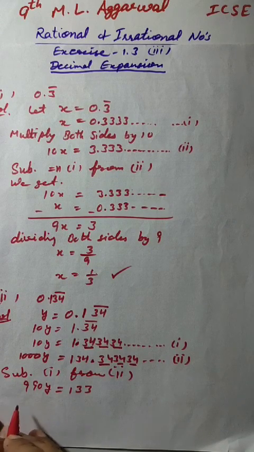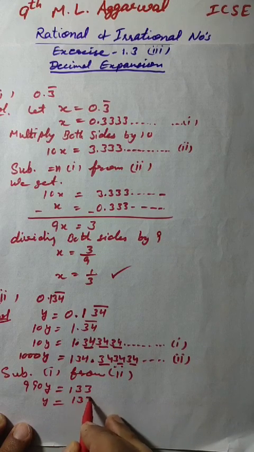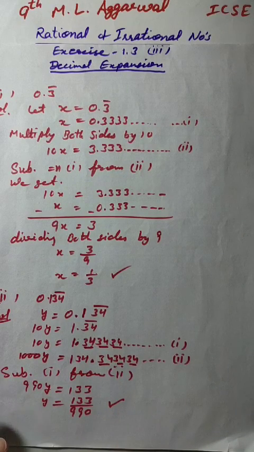Let us divide both sides by 990. We'll get y equals 133 by 990. This is our required fraction.